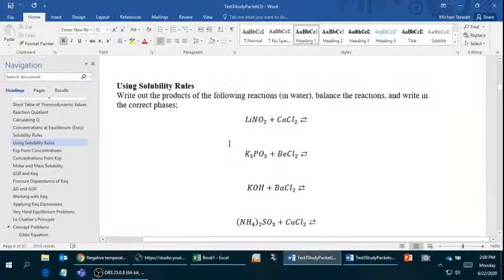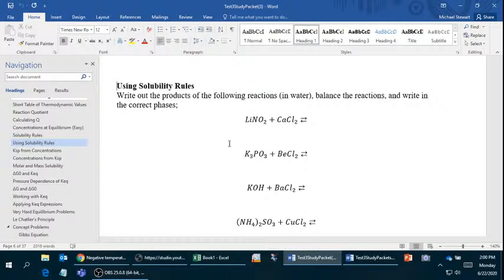Using solubility rules in the packets. The questions here about solubility are much more refreshers from chemistry 1. In chemistry 1, you should have learned the net ionic equation and the total ionic equation, and you should have been introduced to solubility rules in terms of how to predict what reaction is going to happen.